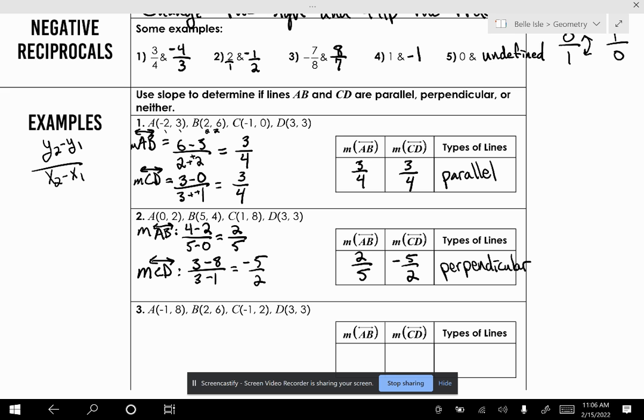On number 2, because -5/2 is the opposite reciprocal of 2/5. And so if we were graphing these lines, which we will do eventually, 2/5 would be like right here. -5/2 would be right here. They'd be perfectly perpendicular.